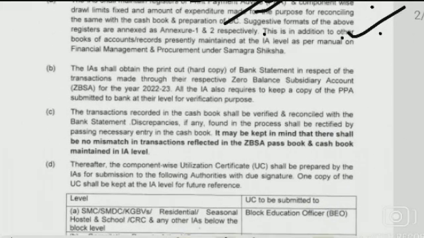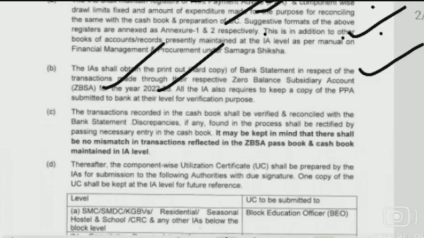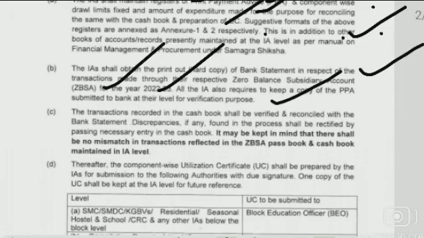Then the IAs shall obtain the printout of the bank statement in respect of the transactions made through the respective zero balance subsidiary account for the year 2023. You are all well aware that at the starting point of academic year 2022-23, you all had opened a zero balance account in the name of the school. So for that zero balance account, the transaction statement of the year, the bank statement, you have to first get it collected from the bank. That is the first point. All IAs, all the schools have to get that printout of the bank statement of the academic year 2022-23.